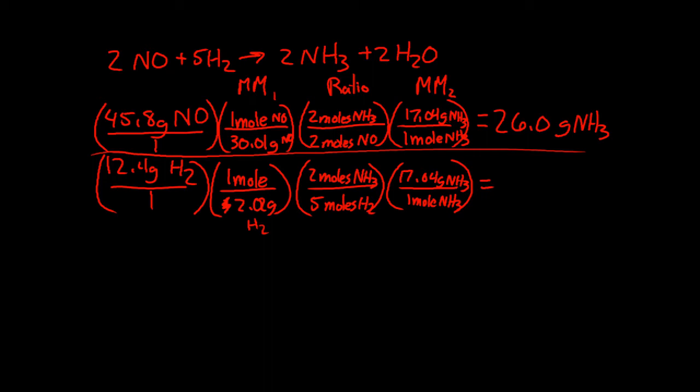All right, so then we do that math. 12.04 divided by 2.02 times 2 divided by 5 times 17.04 gives me 41.8 grams of ammonia. So even though we started with a lot less hydrogen, because hydrogen is so tiny compared to nitrogen monoxide, we actually make more ammonia if all of that H2 reacts. Nearly twice as much. And so the maximum amount of ammonia that we can make from those reactants is 26 grams. That's the most we can make. We can't make any more than that, because once we get to 26 grams, the nitrogen monoxide has run out, there's no more, and so the reaction stops.